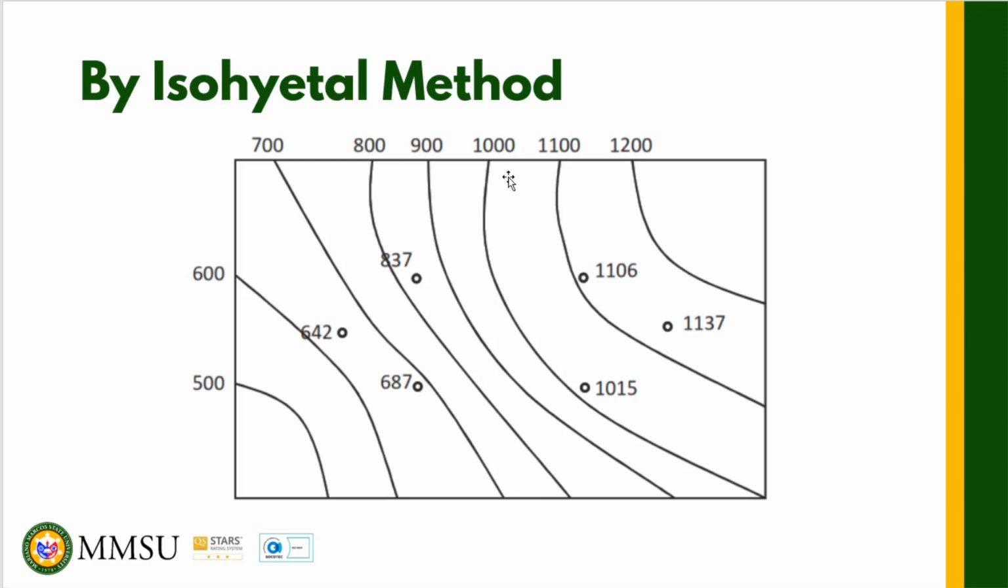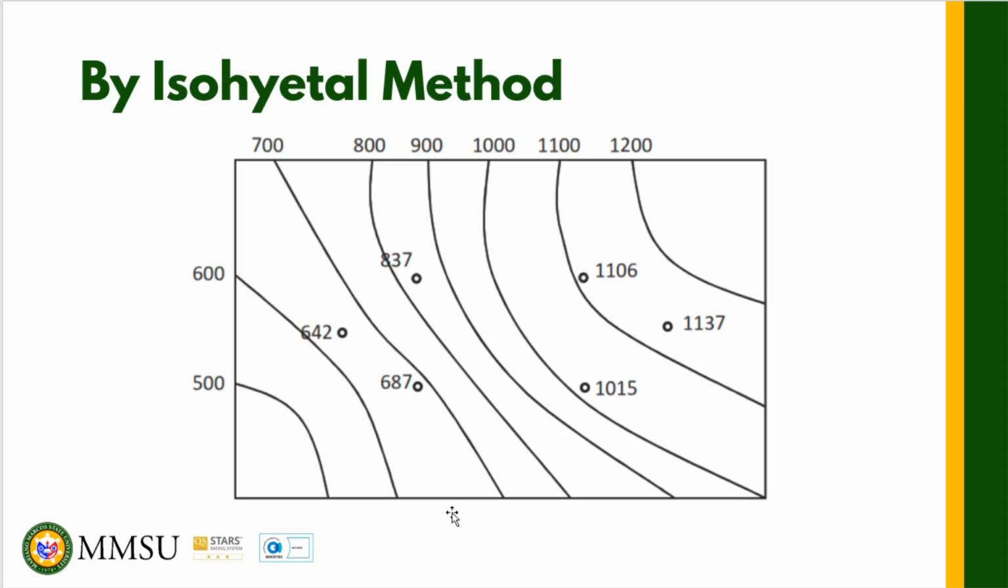Ito namang linya na to, this is for 1,000 mm precipitation. And then 900, 800 mm. As you can see, itong 837 should be between 800 and 900 and so on. So, if you need to review drawing the contour lines, itong isohyet, you can do so, but I'm not going to give something like this in the exam, but maybe in the problem set.